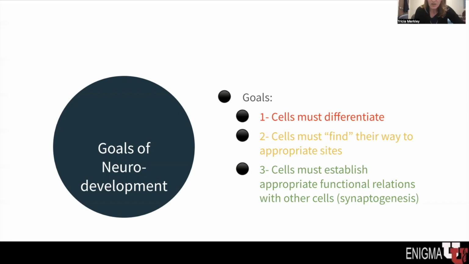And so with this lecture series, we will devote one part to discuss each of these three goals: the differentiation of cells, the migration of cells to their appropriate sites, and then also the synaptogenesis, the creation of synapses or connections with other neurons so that they can function properly.